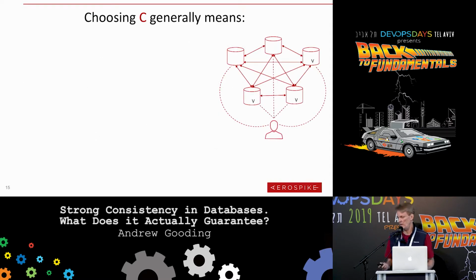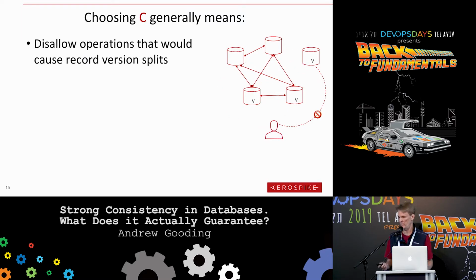If you're choosing strong consistency, what that generally means is that to actually make the guarantee, you have to disallow operations that would cause record version splits. So in this split brain scenario here, I don't want to write to that node out there on the right if that's all I can see, because that's just begging for a lineage split. So most systems will just say, you're not going to be able to write that. And so the record becomes unavailable, and that's your choice. But that's what you usually have to do to guarantee C.